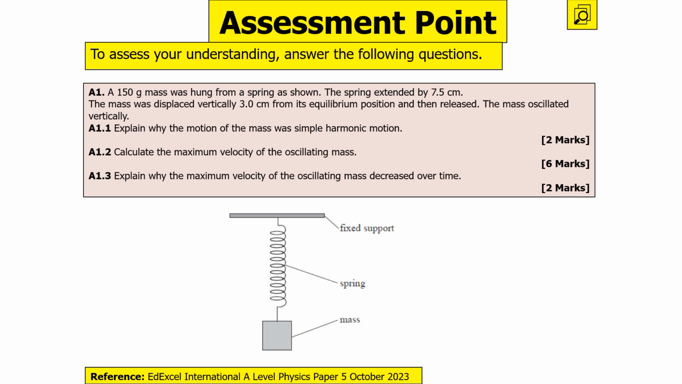The next question says, a 150 gram mass was hung from a spring as shown. The spring extended by 7.5 centimeters. The mass was displaced vertically 3.0 centimeters from its equilibrium position and then released. The mass oscillated vertically. Explain why the motion of the mass was simple harmonic motion. Calculate the maximum velocity of the oscillating mass, and explain why the maximum velocity of the oscillating mass decreased over time. So pause the video now, then unpause the video when you want to go through your answer.